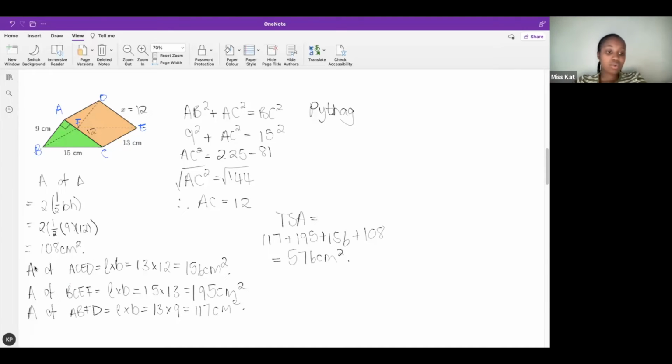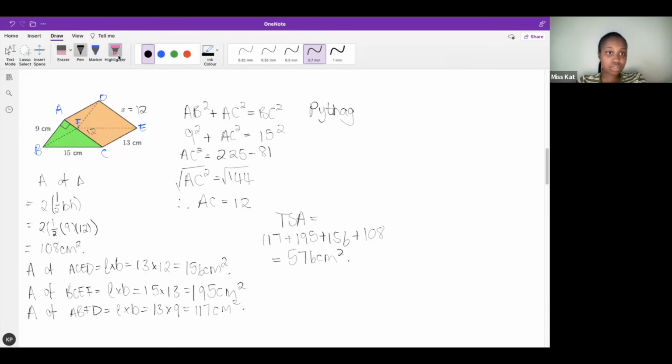Remember, we started with the area of the two triangles. Since they are the same triangle, we said 2 times half base times height. So those are the two triangles. And then we have the 3 rectangles. Both triangles are contained here, and then here are the 3 rectangles. Okay, then you're fine.